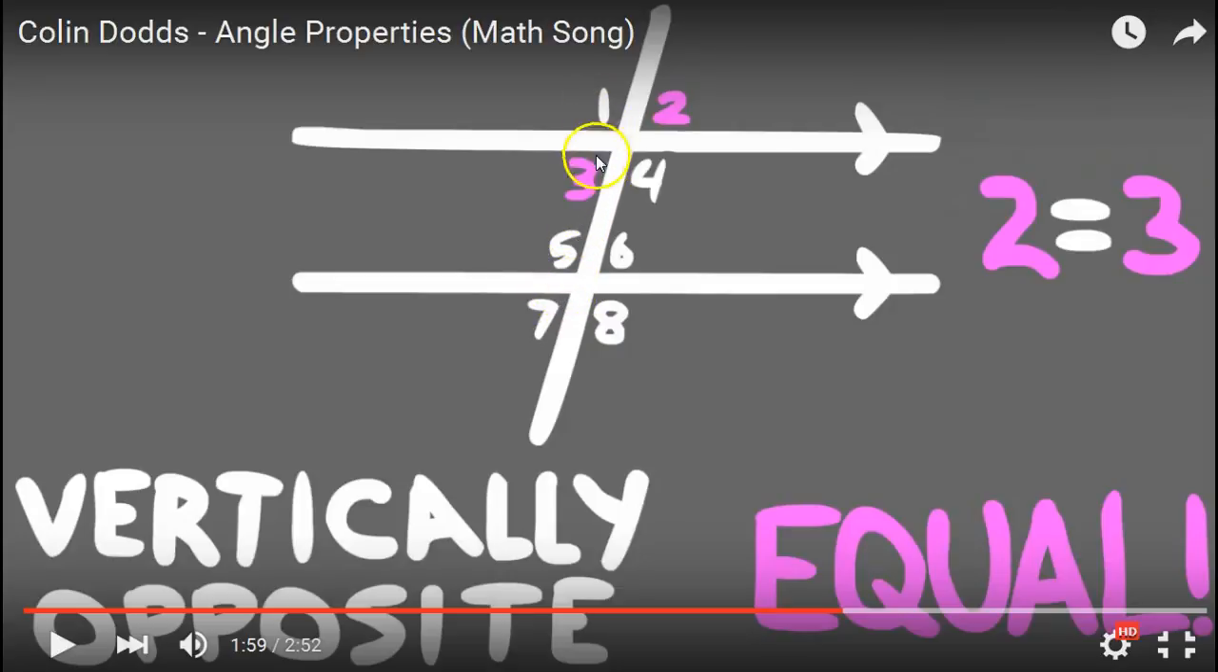So they're saying that if I add 1 and 3, that's a straight line. But because 5 is the same as 1, you could also add 3 and 5, and that also equals 180, which is the next part of this.